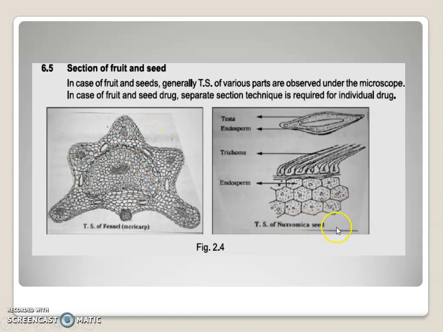And this is TS of Nux vomica seed. Nux vomica seed contains testa, endosperm, and it has a trichome seed. So these are the different TS, meaning one is of fruit and one is of seed.